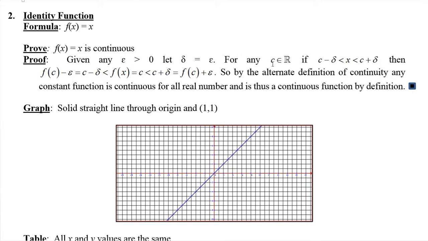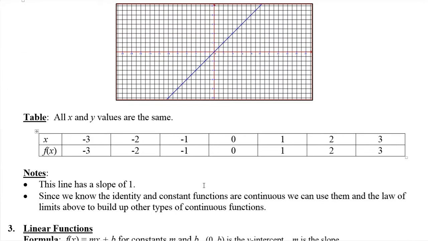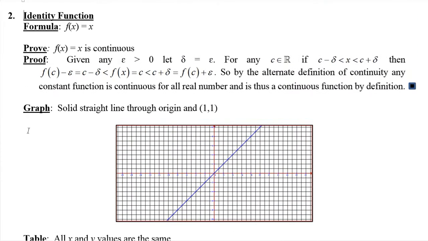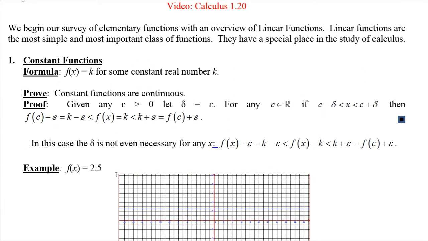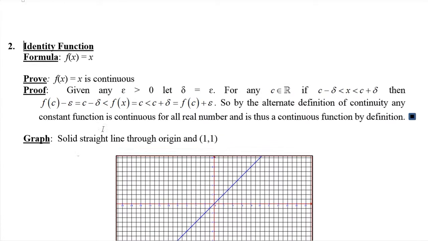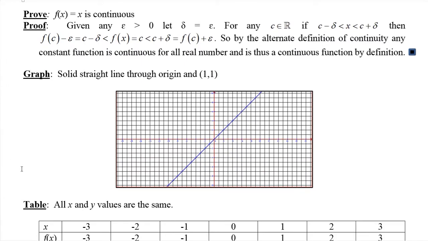And notice this is true for any real number we pick for c, so this is actually a continuous function with the domain of all real numbers. So it's a line, it has slope 1. So it turns out that if we just know these two simple functions, a constant function is continuous and the identity function is continuous, we can leverage those two things along with limit rules to get lots of functions that are continuous.